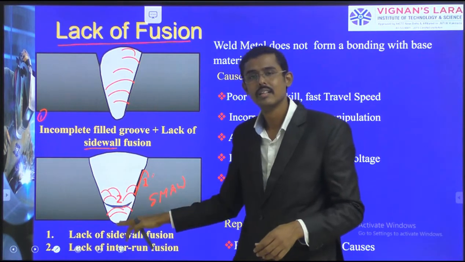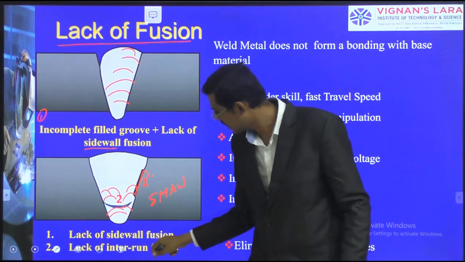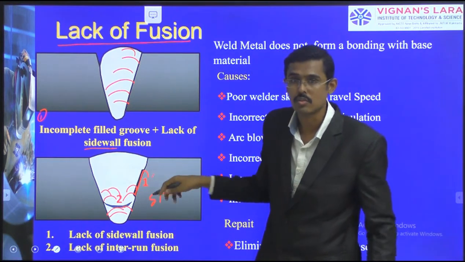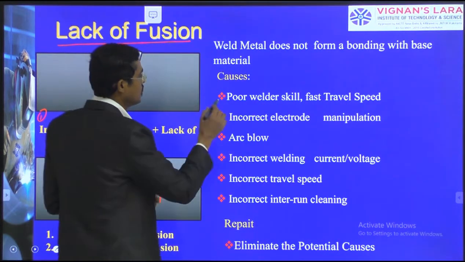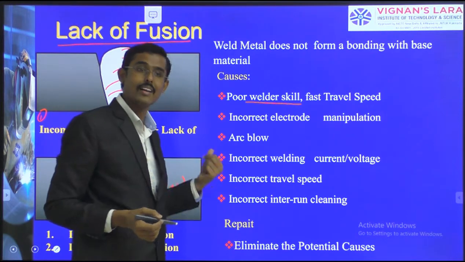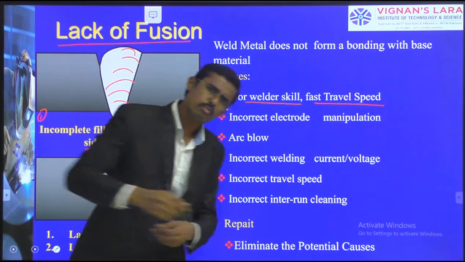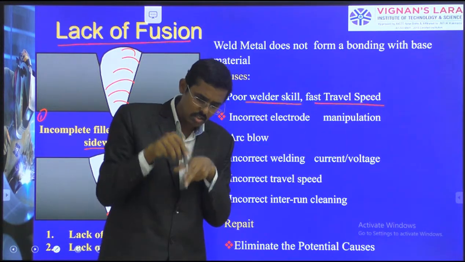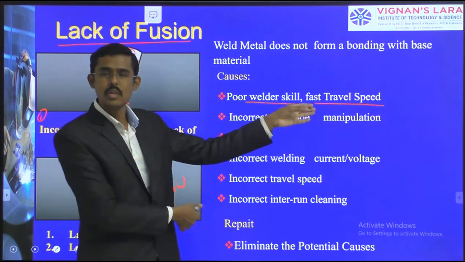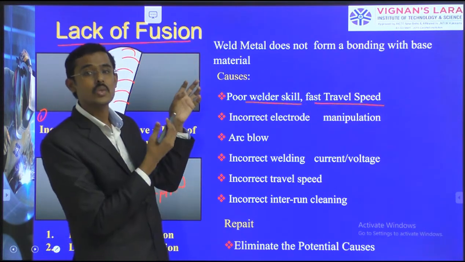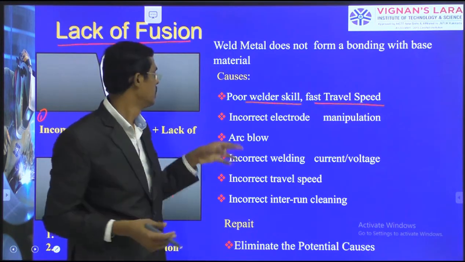It is in the middle. That is lack of fusion only. Commonly lack of fusion, but specifically lack of inter-run fusion. This is lack of side wall fusion. The location is according to its name. So the causes: the poor welder skill. That is what I told. And also fast travel speed. If you are welding too quickly, sufficient heat is not given to the specific location. Therefore, these lack of fusion problems will occur. Fusion, melting should occur, then only to deposit. We are not even giving the permissible time to melt.